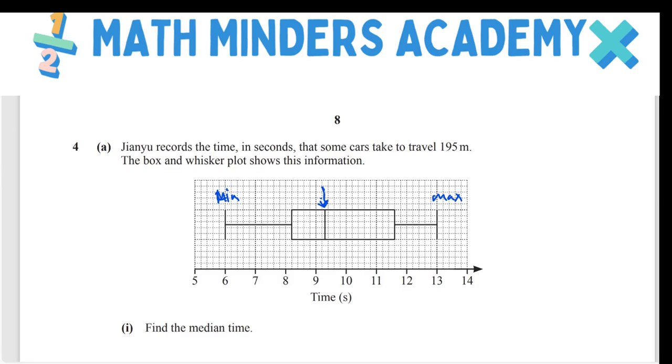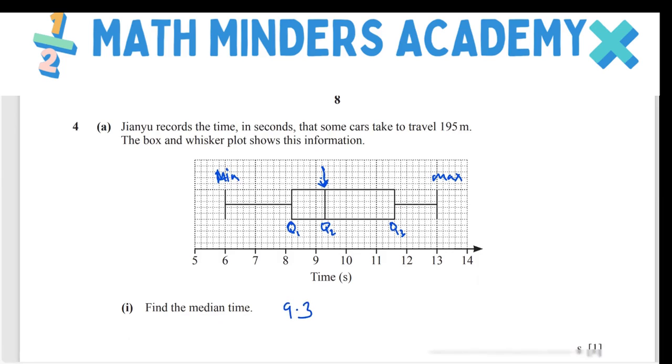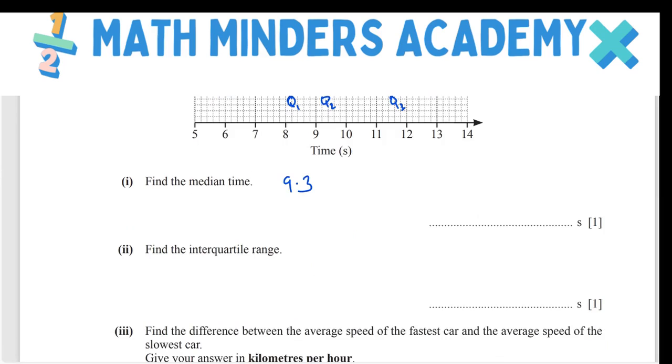This is our first quartile. This is actually the second quartile, which is the same thing as the median. This is the third quartile. Okay, and this is the maximum. So the median is the second quartile here, and it corresponds to 9.3. So we have 9.3 here for the median. All right. So we move on.